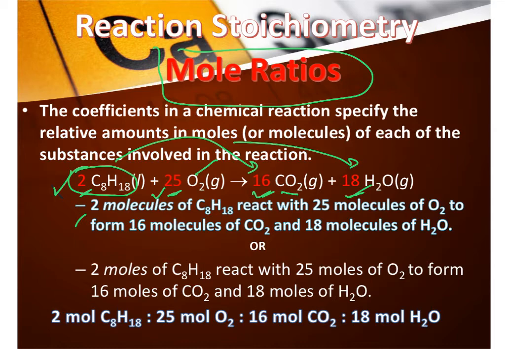Any stoichiometry problems you're going to encounter will typically be something like: if I start with 3 moles of C8H18, how many moles of oxygen do I need? Or how many moles of CO2 will be produced? And you're going to use the mole ratios to do that.